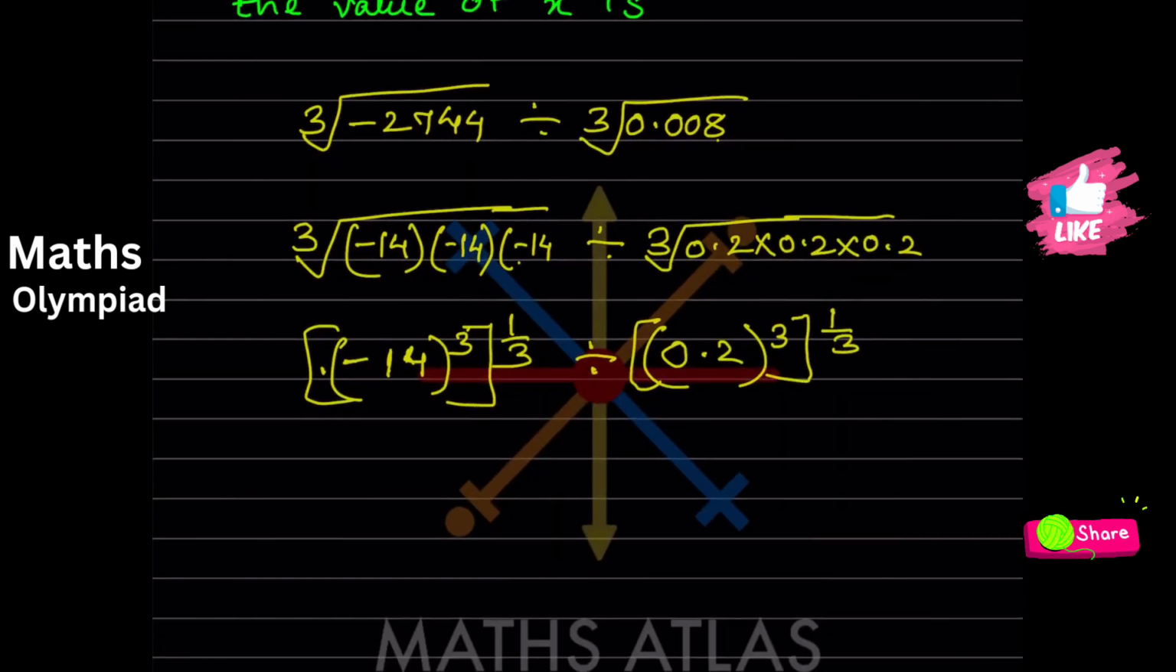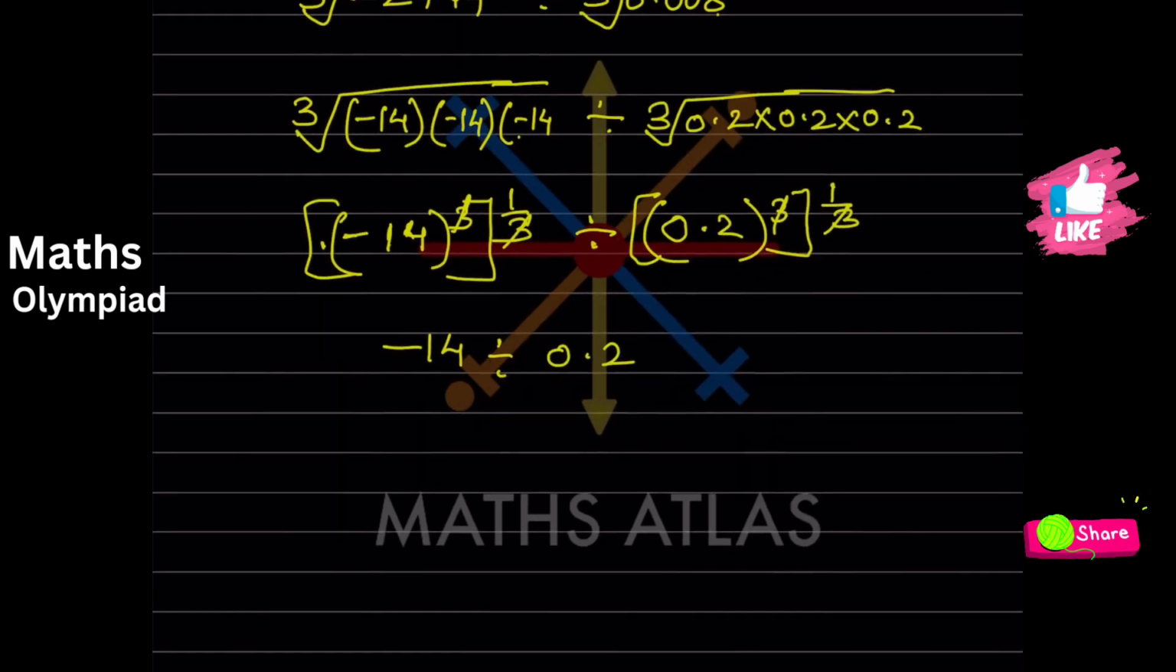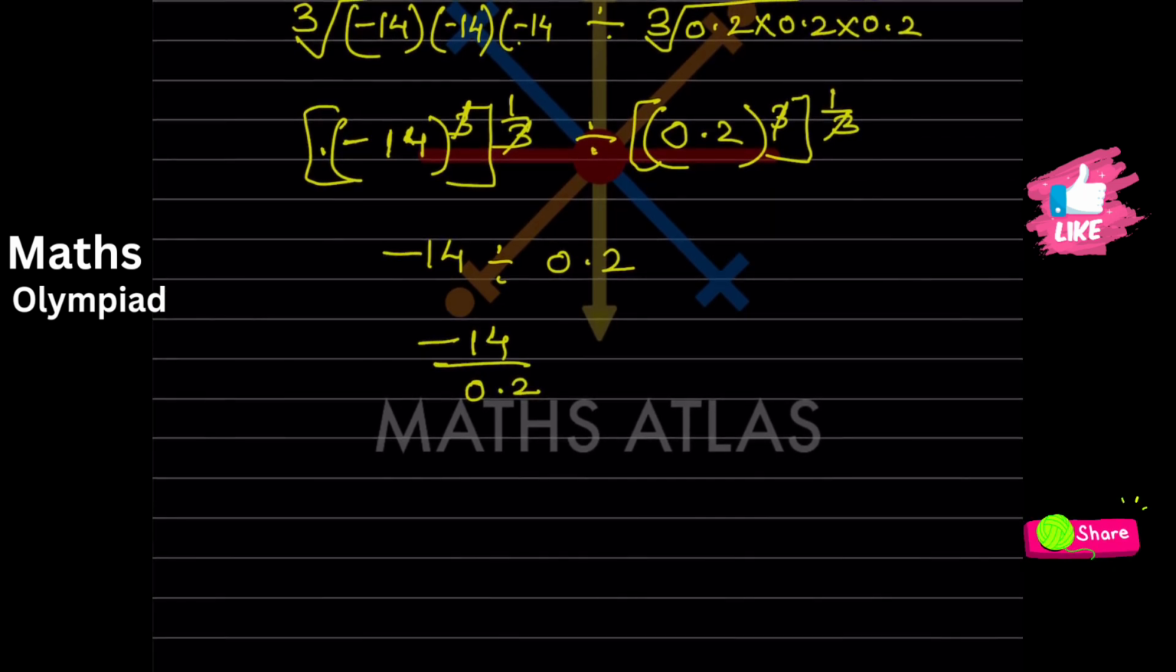So now what will you do here? This and this gets cancelled. So what remains is minus 14. Again, this and this gets cancelled. So what remains is 0.2. So we can also write this vertically as it is easy for the calculation. This is minus 14 divided by 0.2. Because here the calculator is not allowed, I'll just show you here. This 0.2, we can also write as 2 by 10.